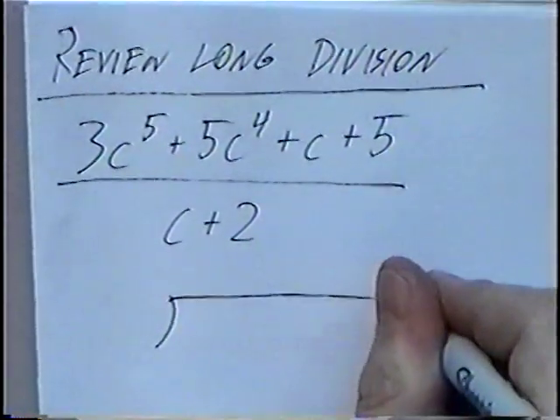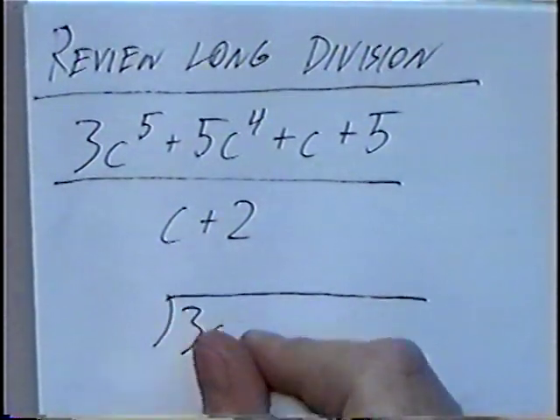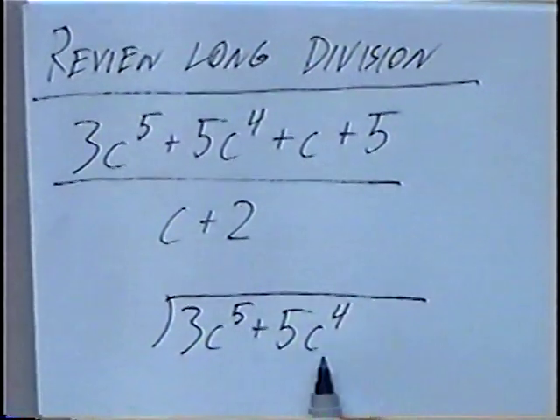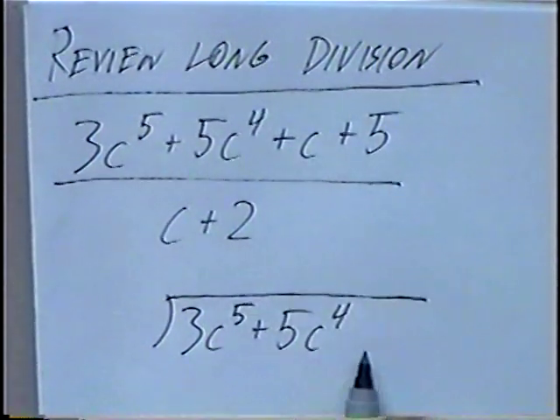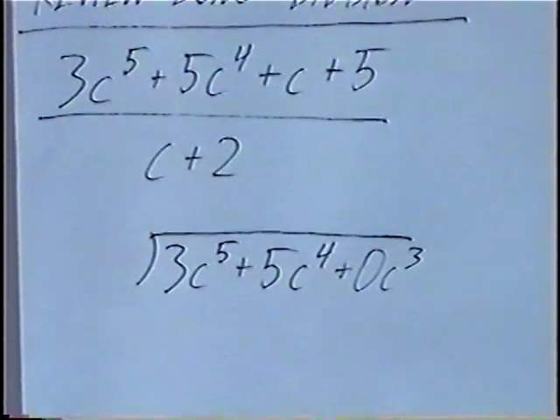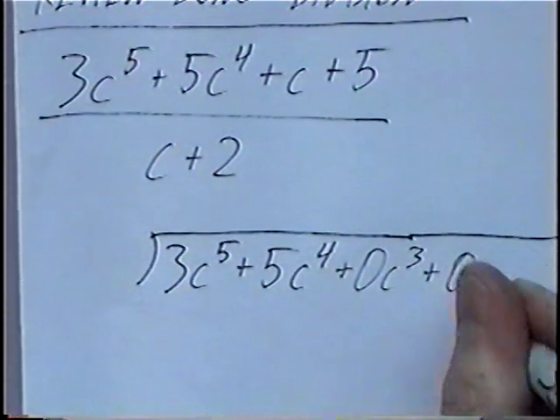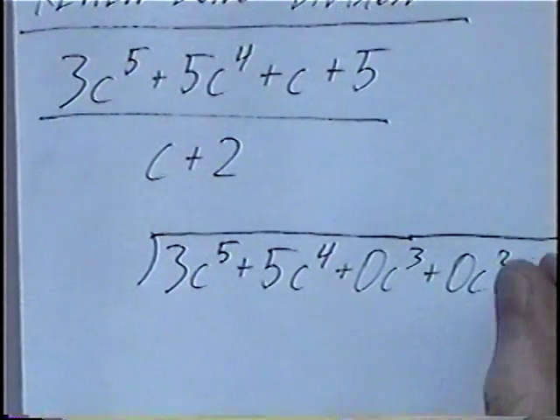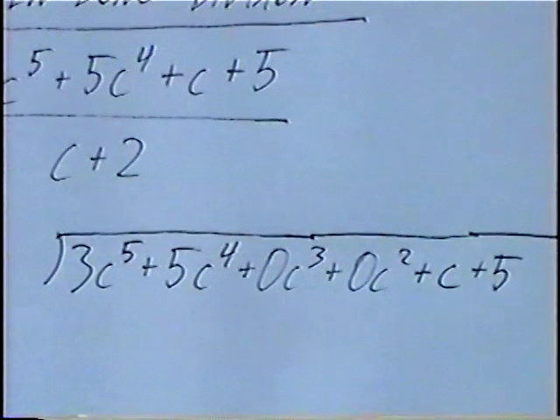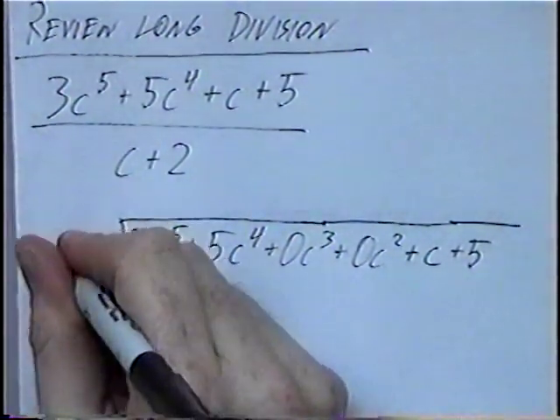First part, we can draw the long division symbol. The numerator, or top polynomial, would go inside the division symbol. 3c to the 5th plus 5c to the 4th. After c to the 4th, though, instead of plus c, we'll need c to the 3rd. Since there's no c to the 3rd, we can put plus 0c cubed. After c cubed, there's no c squared. And after c squared, we can put plus c from the problem, and also plus 5. Outside the division symbol, we're dividing by c plus 2.